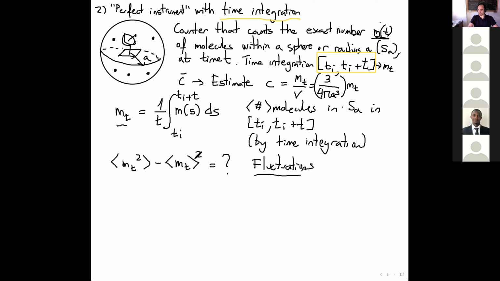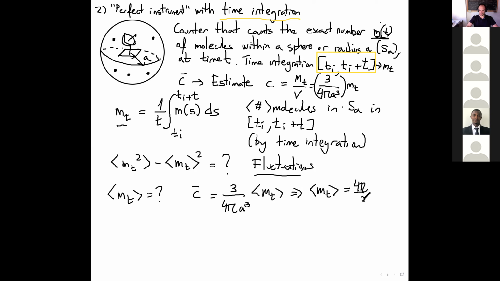First, in order to know this, I should know what the average of MT is, but this is simple, because we know what C bar is. C bar is the real concentration, and if this is a good measurement, C bar should be the average of this. So it should be 4 pi a cubed times MT. This means that I can solve directly from here and get that MT equals 4 pi thirds.